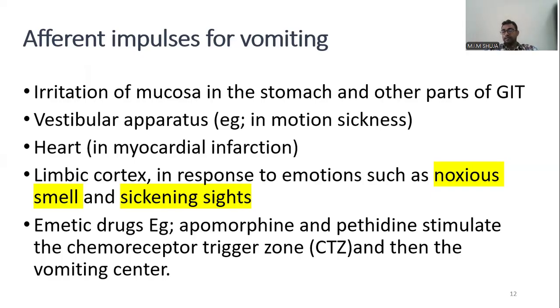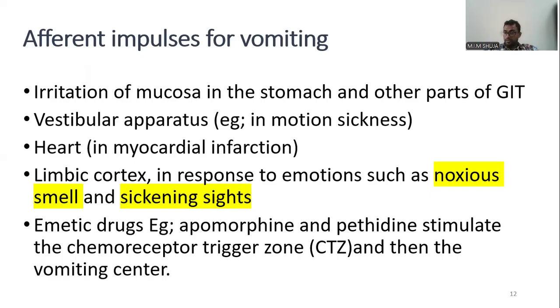You will see a patient just coming to you with vomiting. You treat the symptoms, you treat the vomiting, but that is due to an inferior MI, especially in a patient with diabetes. They don't complain of chest pain, only vomiting; you treat for gastritis, and the patient died. So remember that. Another important pathway is through the limbic cortex and higher brain centers.